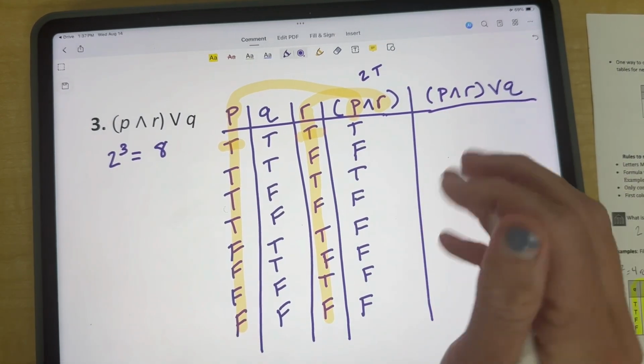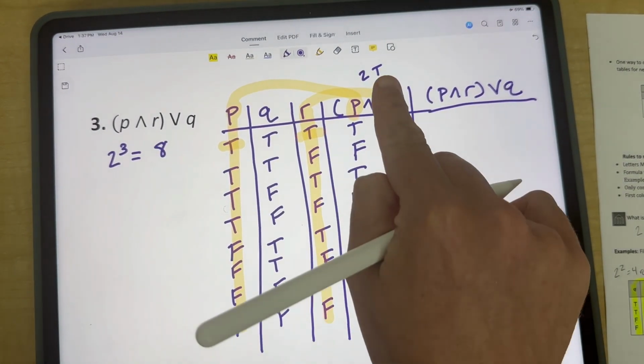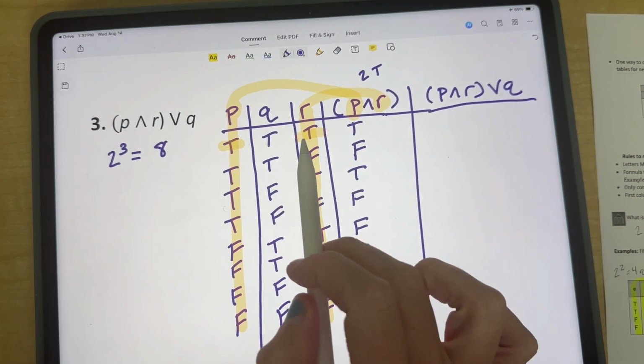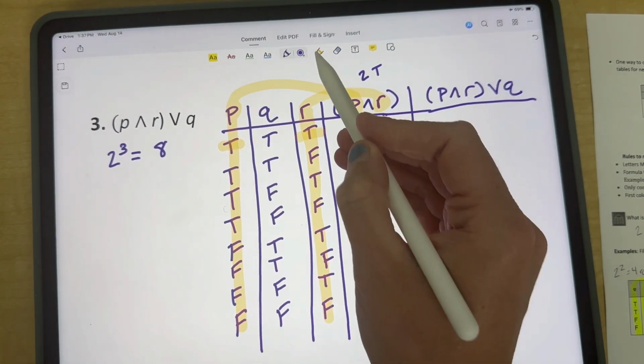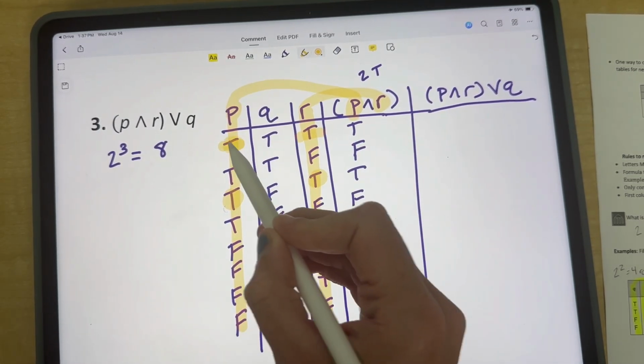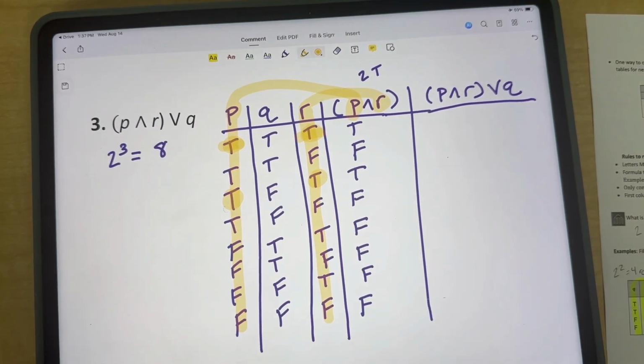So the only 2 times that we had 2 T's, because it's an and statement, you need 2 T's, was the first row and the third row. This one right here and this one right here. All right, last but not least on this one.